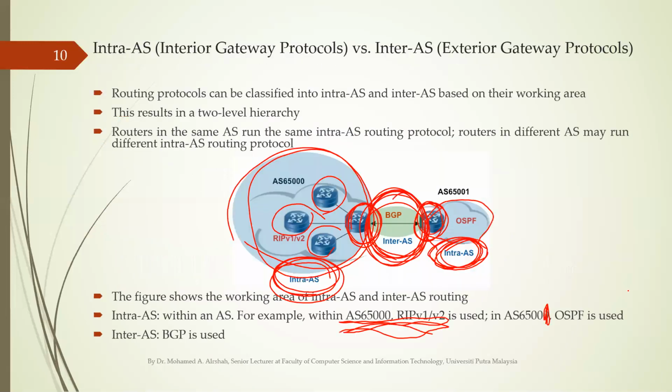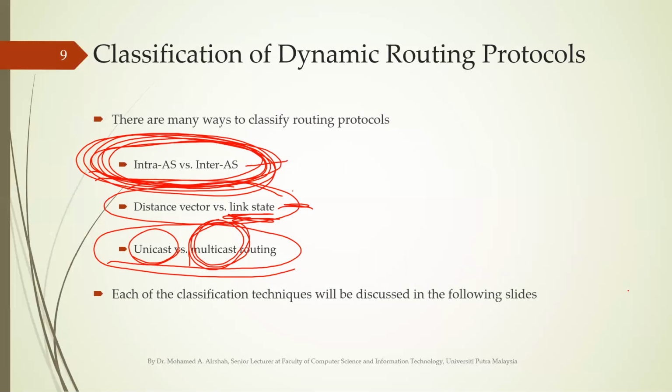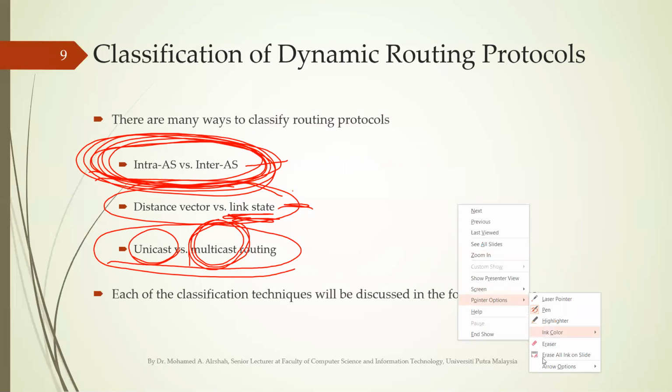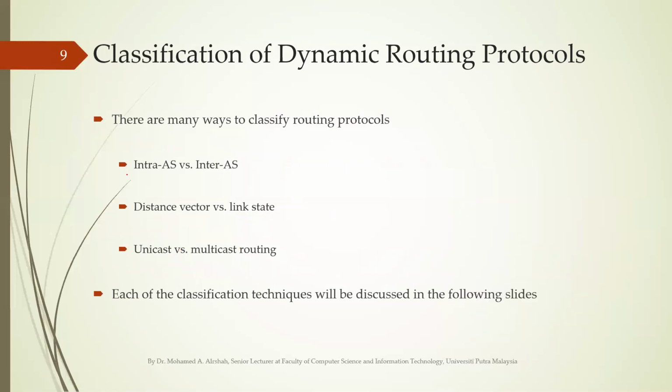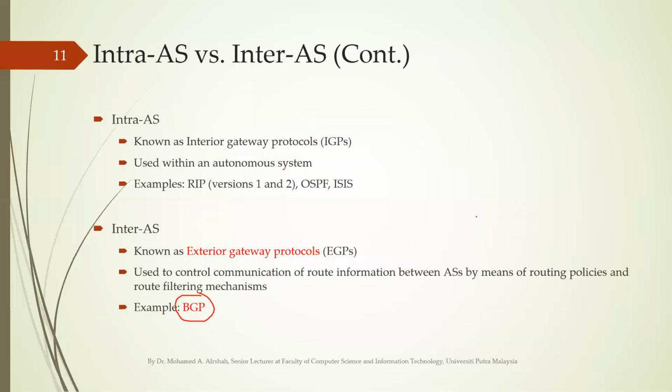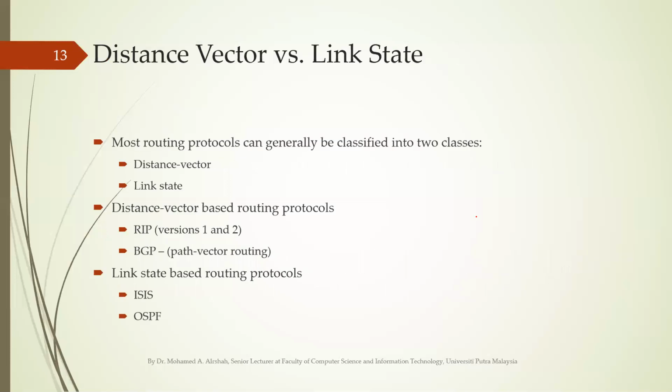So this is the first classification. As you can see here, we have multiple classifications. The first one is already explained. This one we already explained. Now we are going to take the distance vector versus link state. Okay.